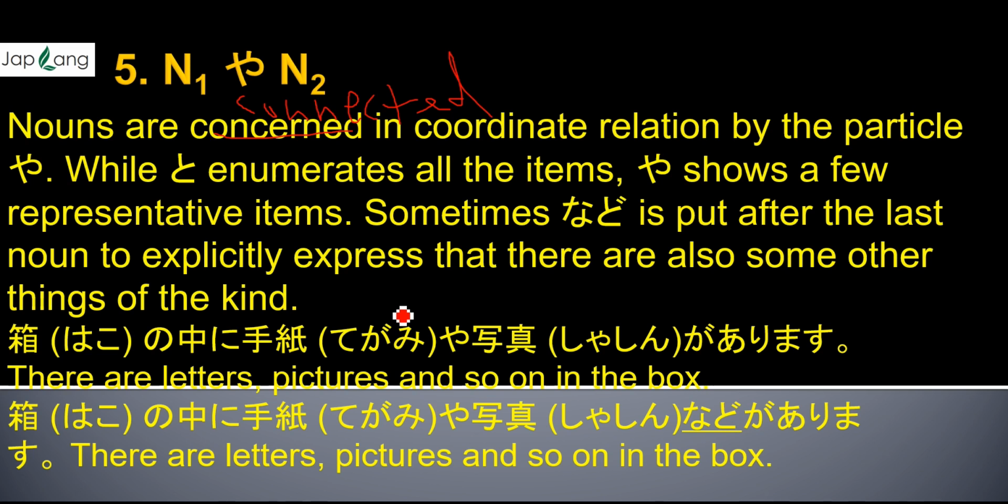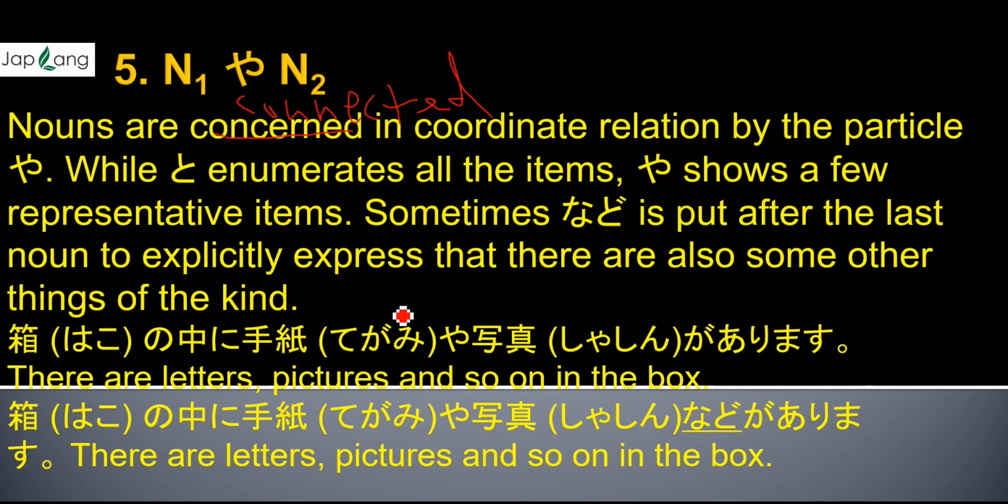So we can also use ya over there. You can say Jugyo ni Suzuki-san ya Kimura-san nado ga imasu, right? So nado is nothing but etc. You give a specific name, and then at the end you say etc.